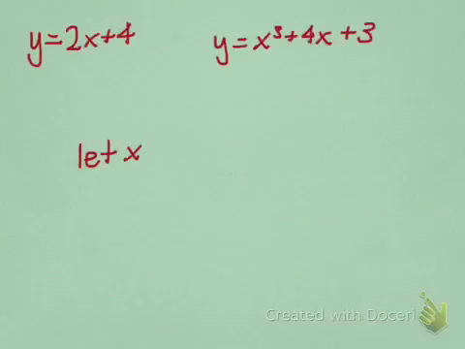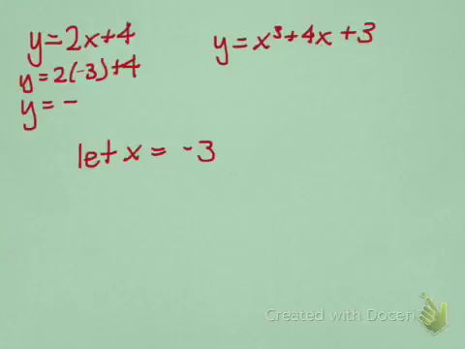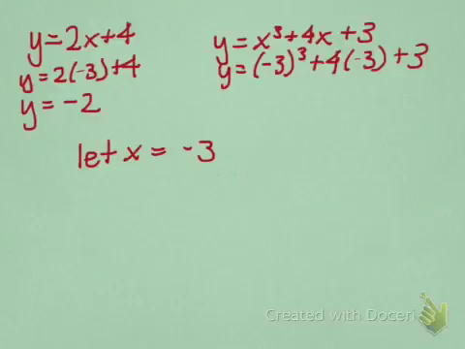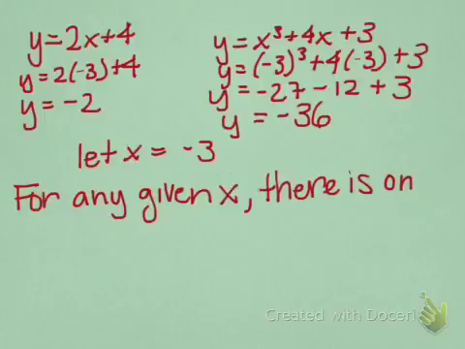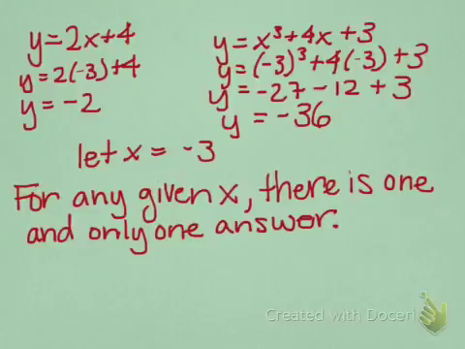Okay, so now if we have both of these cases and we let x equal negative 3 and we solve, 2 times negative 3 plus 4 is negative 2, and then negative 3 cubed is negative 27 minus 12 plus 3, so we end up having y equal to negative 36. In each of these cases, we're given an x, and we got one answer when we solved it. When we plugged x in, we got one solution that came out. So for any given x, there's one and only one answer.